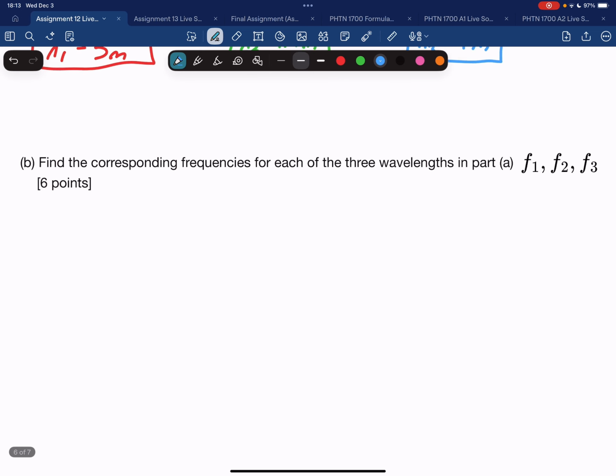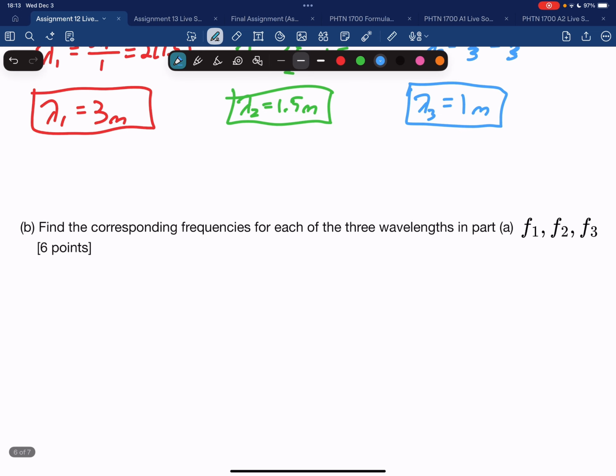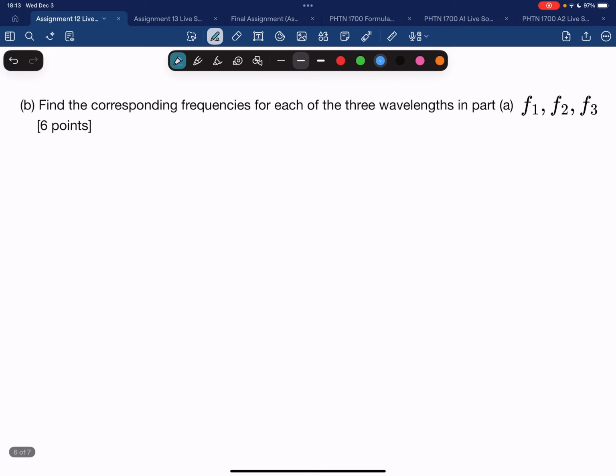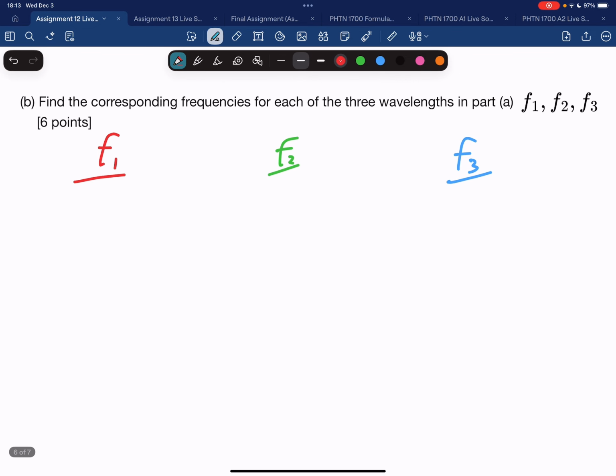For part B, find the corresponding frequencies for each of the 3 wavelengths in part A. So I'm going to set this up the same way. For frequencies 1, 2, and 3. And I'm going to use the wave speed, or the wave equation here, rearranged for frequency. So frequency equals velocity over lambda. That is the equation I'm using here. Remember again, in the very beginning of the question, velocity equals 120 meters per second for the wave speed.